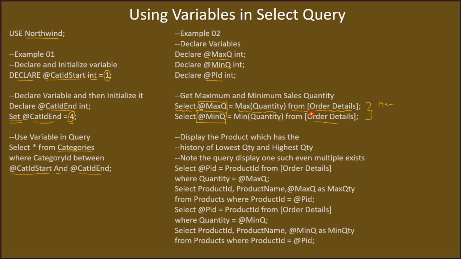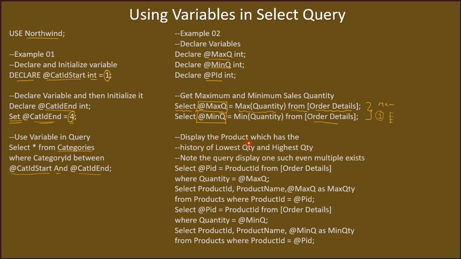So for example, if the min quantity ordered is 1, there may be multiple products that are contributing to this min quantity sales, but all we retrieve here is just a minimum quantity, just to explore how to use the variable. We are not looking into the proper logic. We are simply returning the quantity, minimum as well as maximum, and we assigned that to two integer variables.